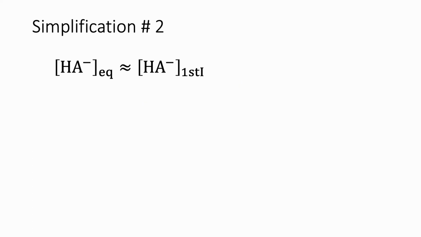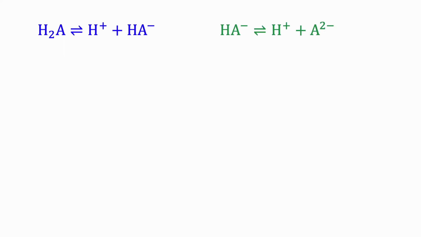And so our second simplification is that the HA minus concentration at equilibrium is approximately equal to what is created in the first ionization. Now let's go back to our two reactions by looking at the first dissociation reaction and taking into account the fact that the H plus concentration is behaving as though the second reaction does not exist. The HA minus concentration is behaving as though the second reaction does not exist. We can sort of pretend that second reaction does not exist for a little bit.